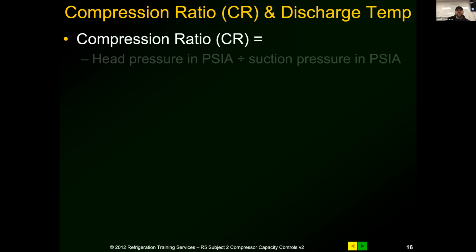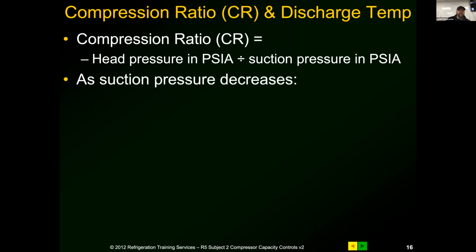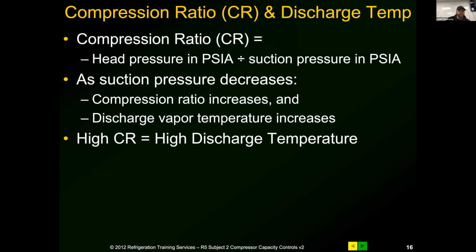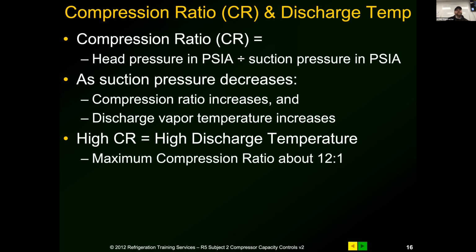Okay. So compression ratio is head pressure in PSI absolute over suction pressure in PSI absolute. So as suction pressure decreases, compression ratio increases, and discharge vapor pressure or temperature increases. So high compression ratio means high discharge temperature, and there's your maximum. That 12-to-1 is where manufacturers start to say you're probably going to get some breakdown. You're probably going to have some problems. So it's too much heat.